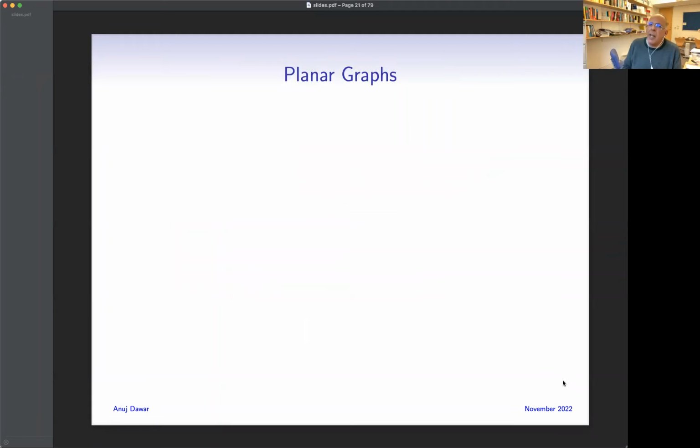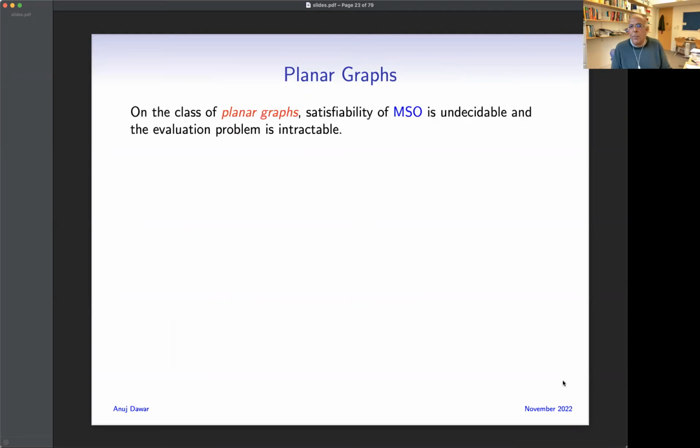For contrast, I consider another class of graphs, which for many other purposes is a very well-behaved class of graphs, say the planar graphs. But for the purpose of MSO, it's bad in the sense that satisfiability is undecidable on planar graphs, and the evaluation problem is intractable. So you can write MSO sentences which, in particular, 3 colorability on planar graphs is still NP complete. So that witnesses intractability.